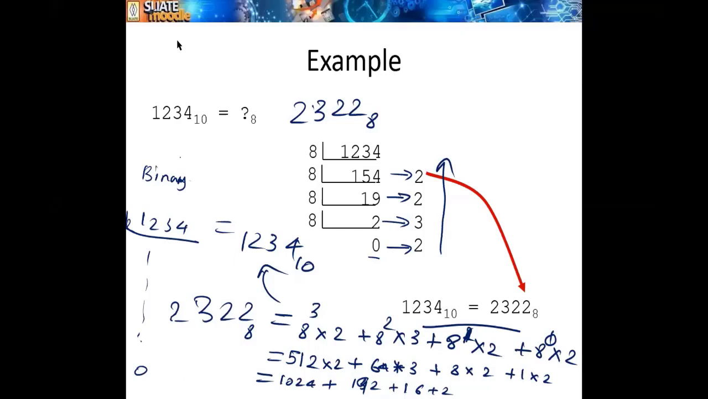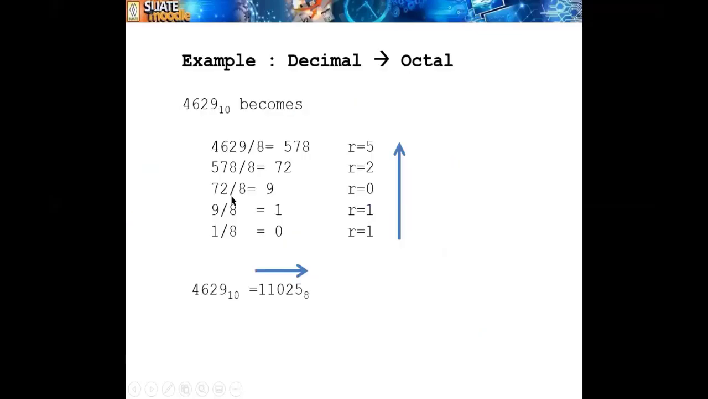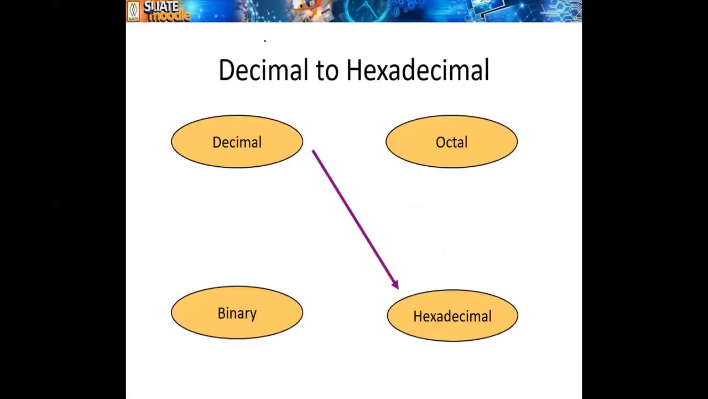So this is the way we convert from decimal to octal. So this is the formula. Even if you divide this, if you want to get 4,629 into octal, you get this value, 11025 in base 8. Now decimal to hexadecimal, it is also the same, right? The only thing is you have to divide by 16.